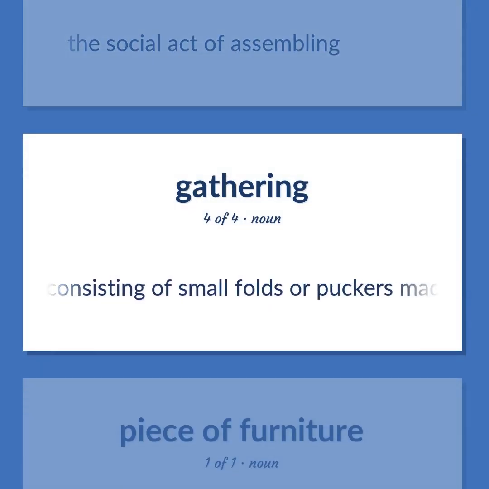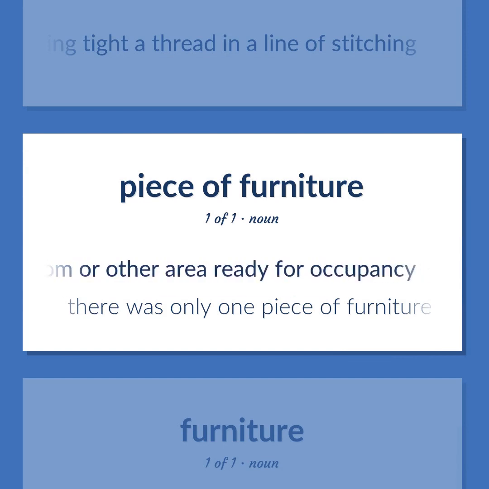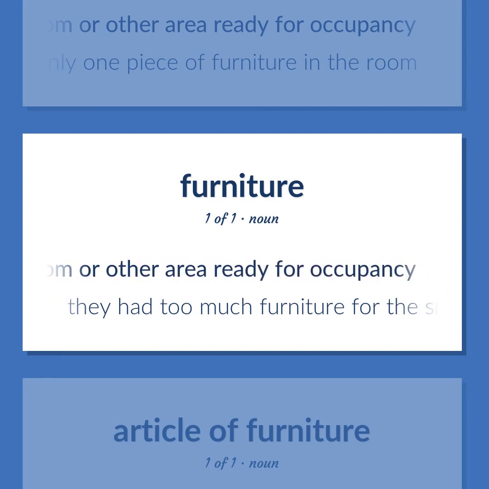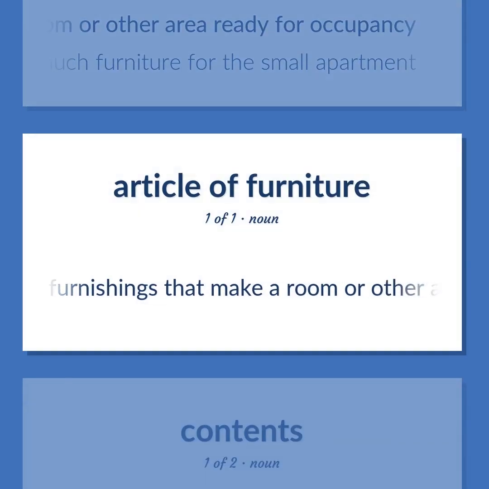Sewing, consisting of small folds or puckers made by pulling tight a thread in a line of stitching. Furnishings that make a room or other area ready for occupancy. There was only one piece of furniture in the room. They had too much furniture for the small apartment.